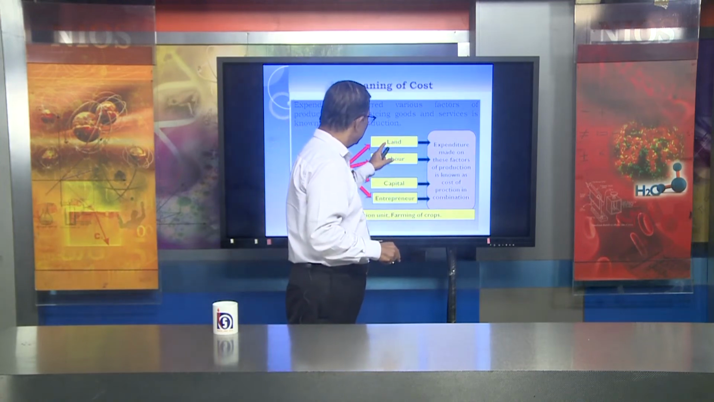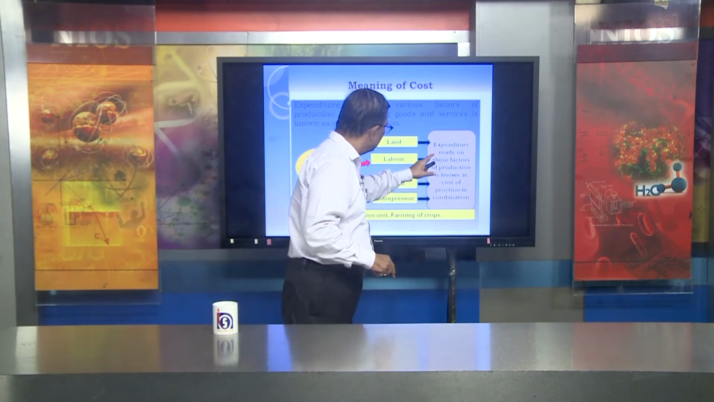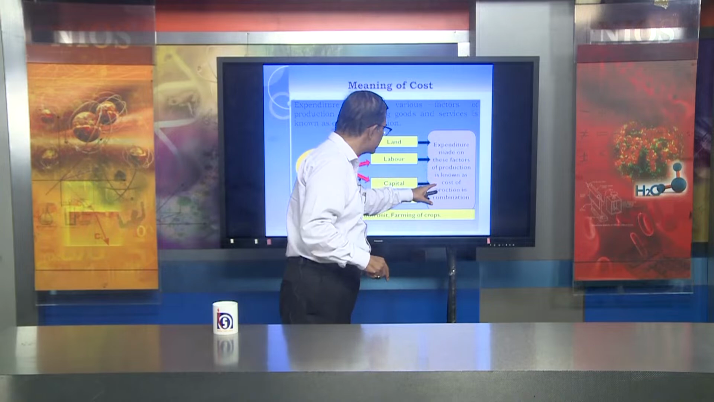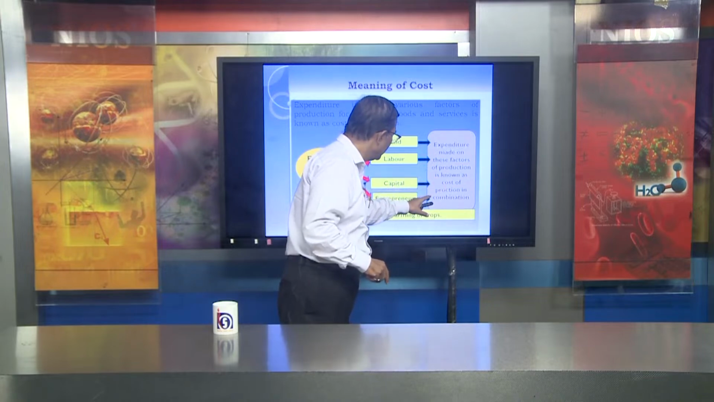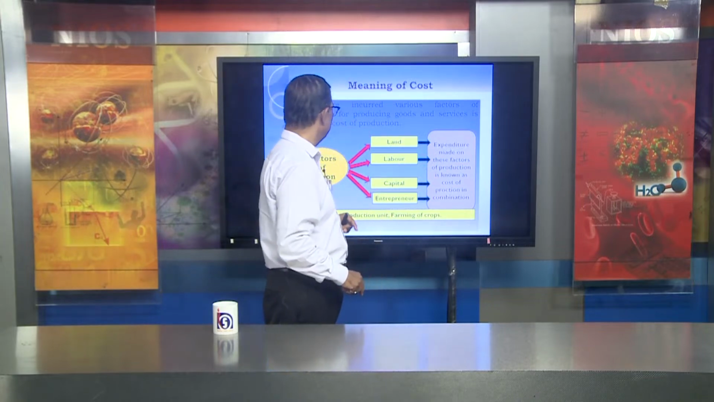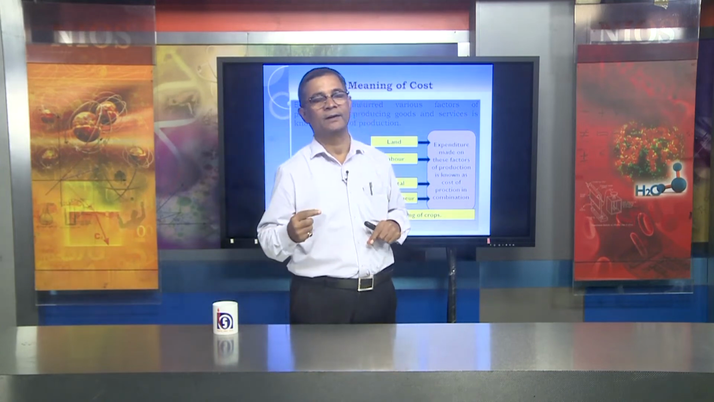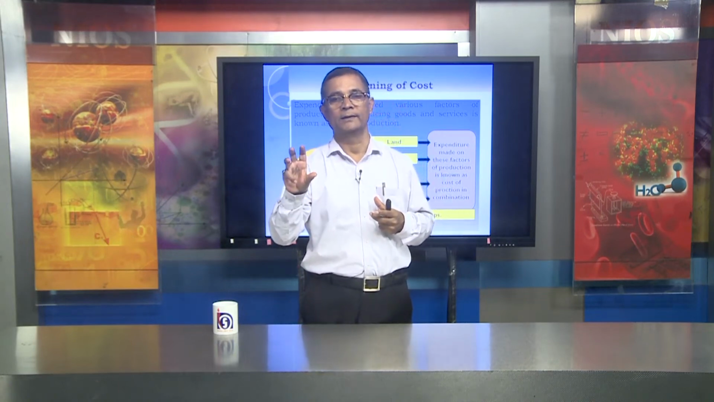What happens? Expenditures made on these factors of production is known as cost of production in combination. जब हम इसके ऊपर फैक्टर्स के ऊपर खर्च करते हैं, मनी स्पेंड करते हैं, इनको एक्वायर करने के लिए, इनको हायर करने के लिए, तो वो एक्सपेंडिचर हमारा कहलाता है कॉस्ट ऑफ प्रोडक्शन. Clear?